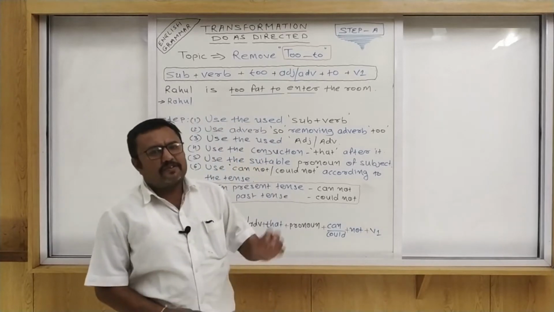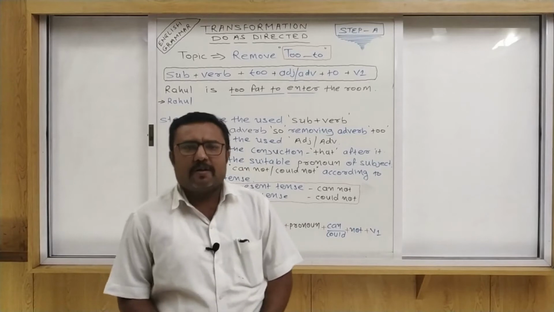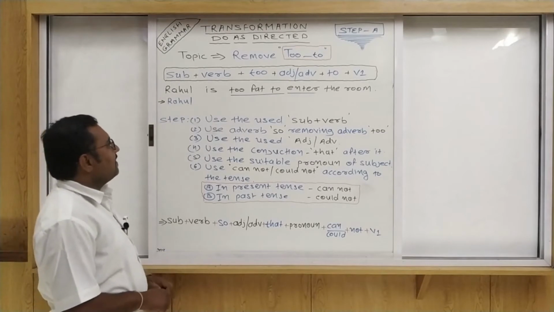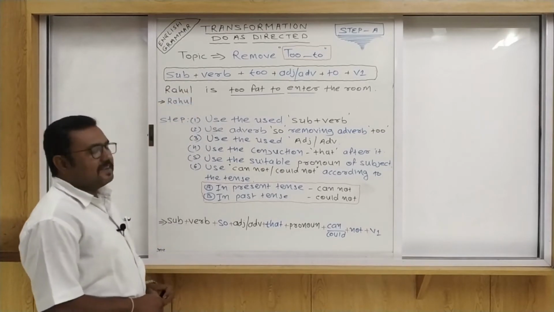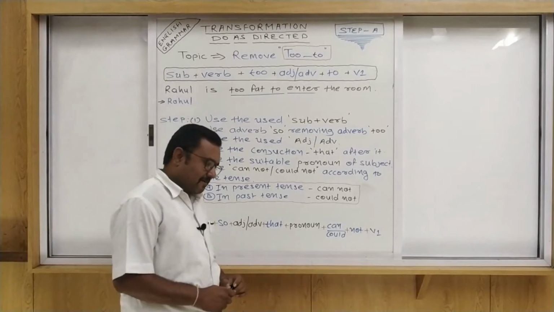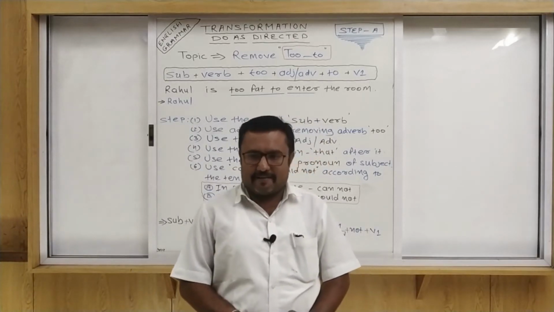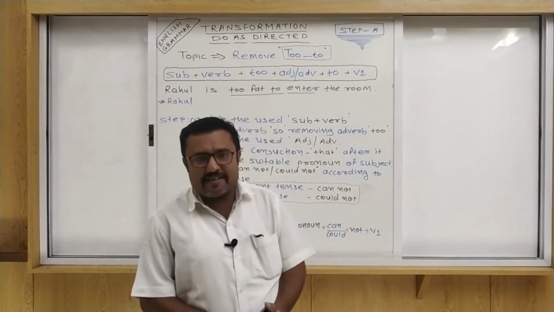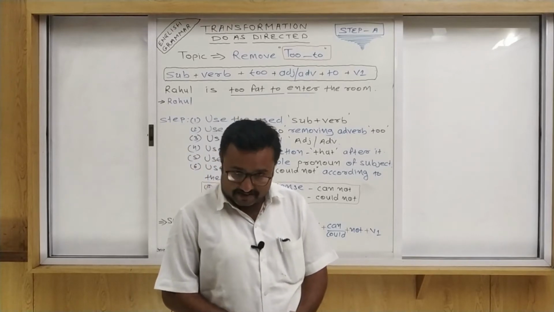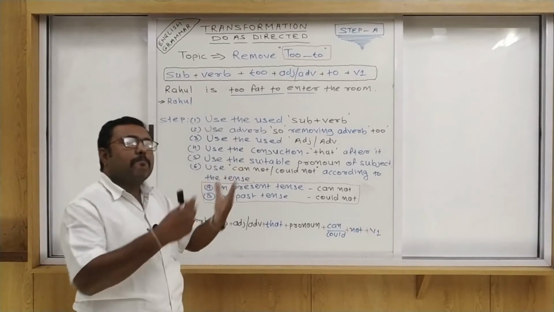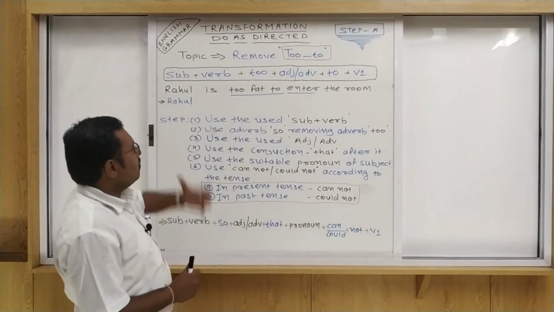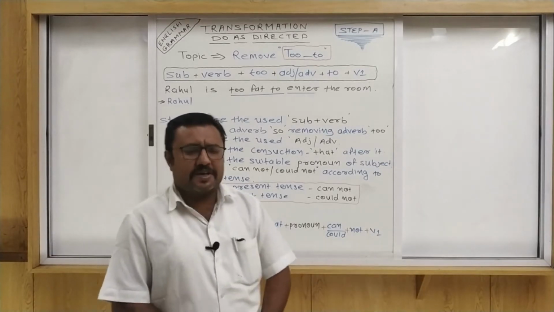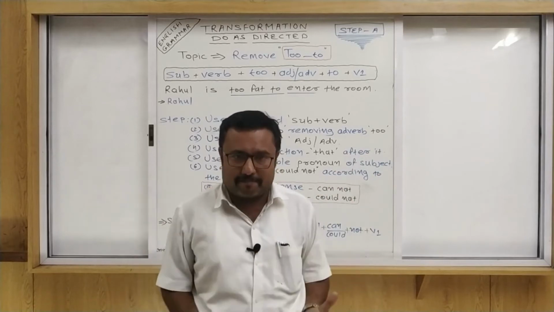Please keep in mind that this topic is also useful for standard 11 and 12. It will be asked in the exam as transformation and do as directed. Please remember that it can be useful for either a complex sentence or a negative sentence, and here we can learn both sentences. So the topic is removing 'too'. Dear friends, 'too' means too much, extreme.